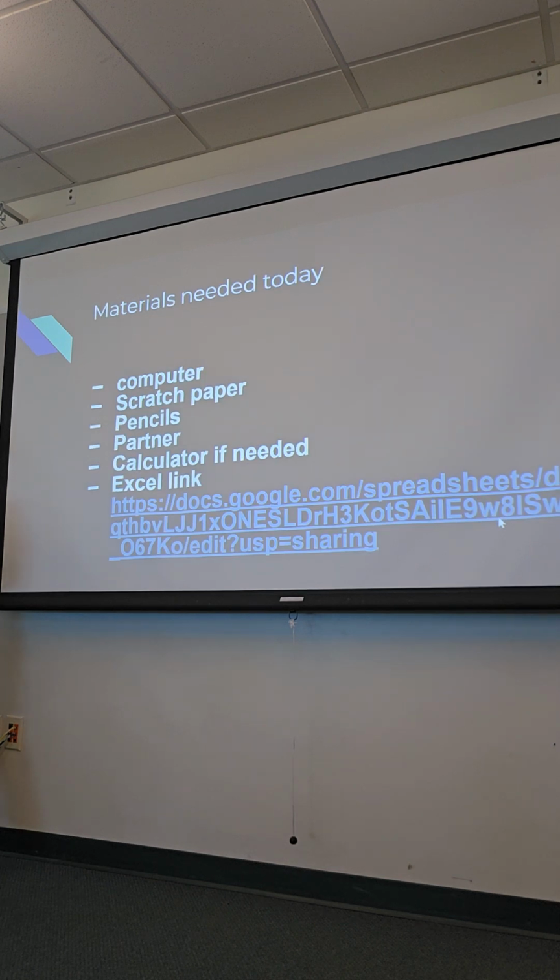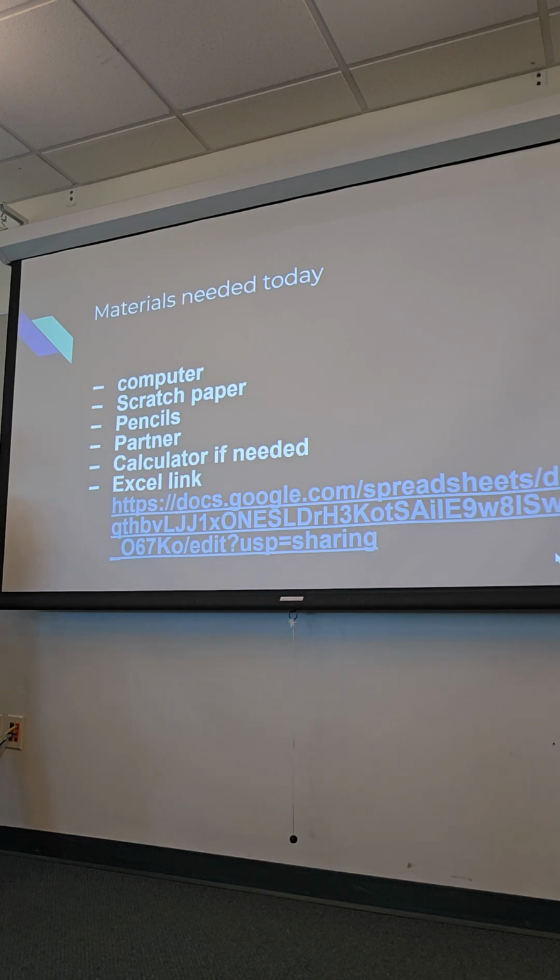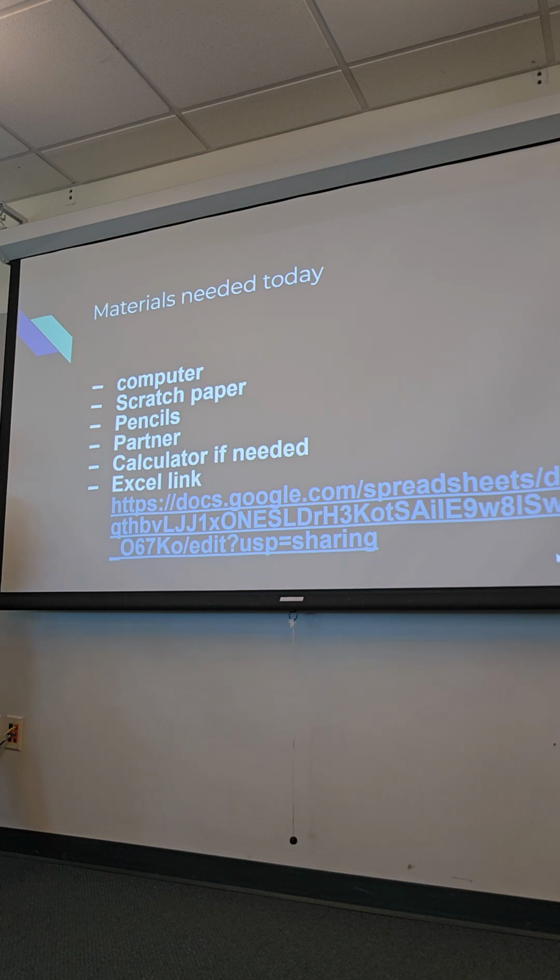So you need computer, scratch paper, pencils, partner, and the calculator if you need. And here's the link. You can find that link in the Teams we posted earlier today. There's a Google Spreadsheets link. So you can click on that link and then find one partner. I want you guys in groups of 2.